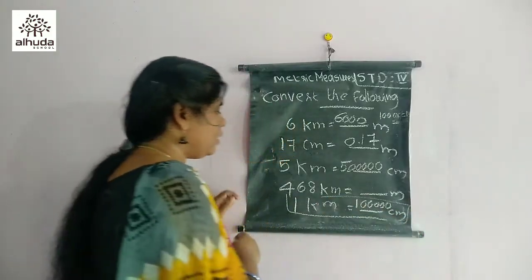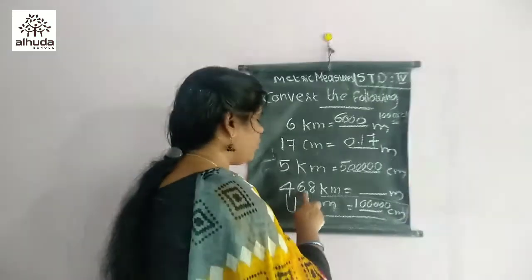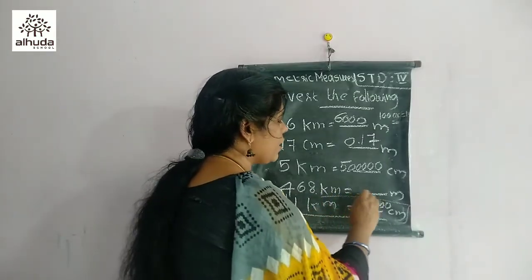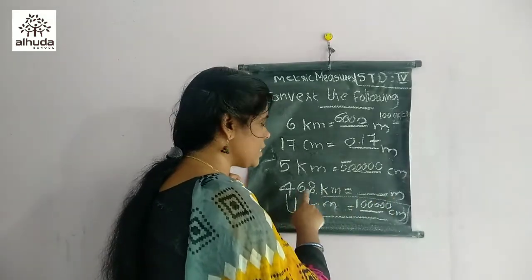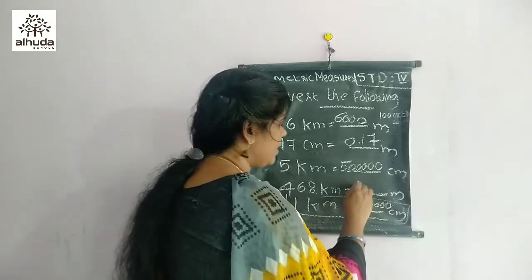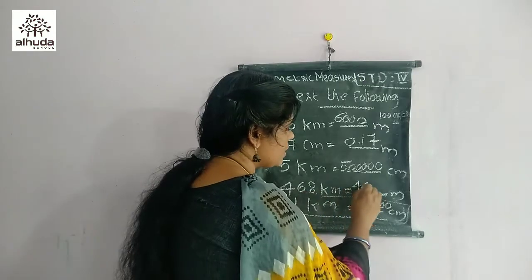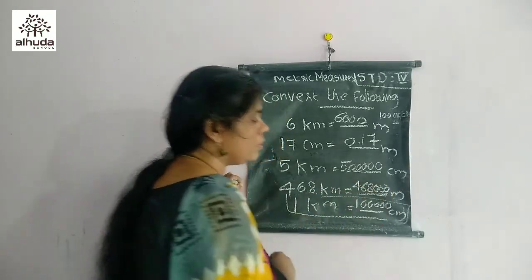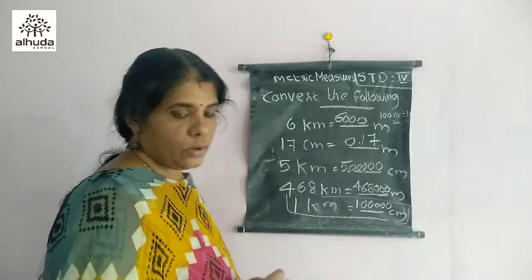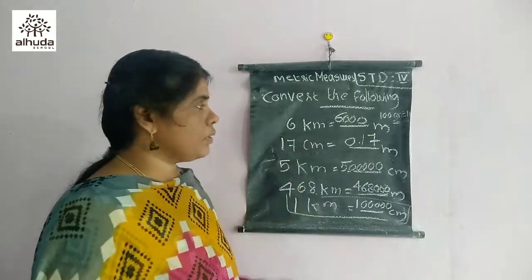Then 468 kilometer we are converting to meter. Here higher unit to smaller unit. So 468 into 1000, that is 468,000 meter. So that's about the conversion.